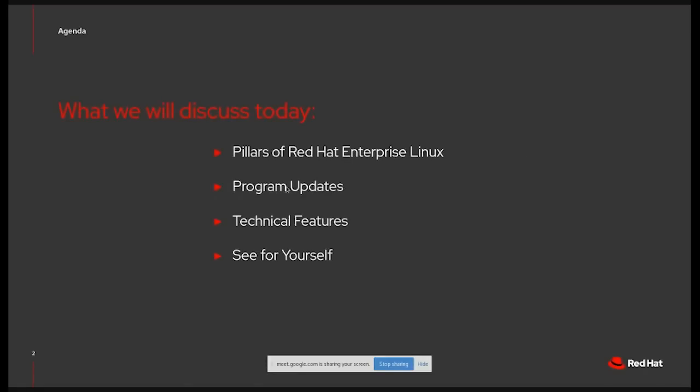How we're going to do this is we're going to start off by talking about the pillars of Red Hat Enterprise Linux, and I'll talk a little bit about what those are. We'll then go through some program updates that have happened with RHEL, and we'll also take a look at some of the technical features in our new version. And of course, we'll give you some ideas as to how you can see this new version of Red Hat Enterprise Linux for yourself, some of the options that are available to you, and some of the things we have specifically in the training and certification arena.